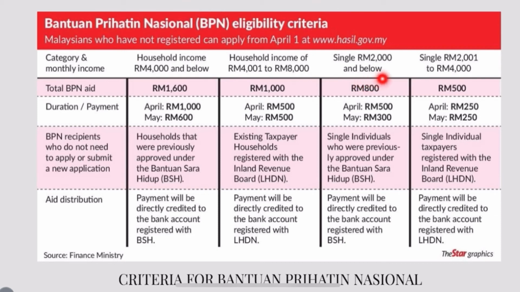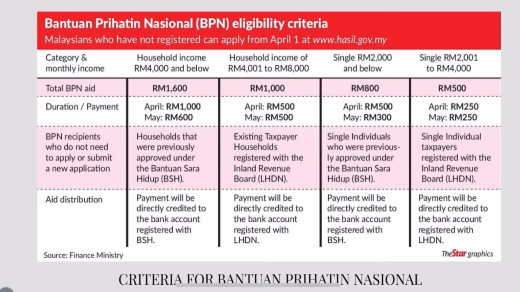Third, single with an income of 2,000 ringgit and below. And lastly, single with income between 2,001 ringgit to 4,000 ringgit. For the first category, the household income of 4,000 ringgit and below will receive BPN aid of 1,600 ringgit. The payment will be made twice, which are in April 1,000 ringgit and in May 600 ringgit.